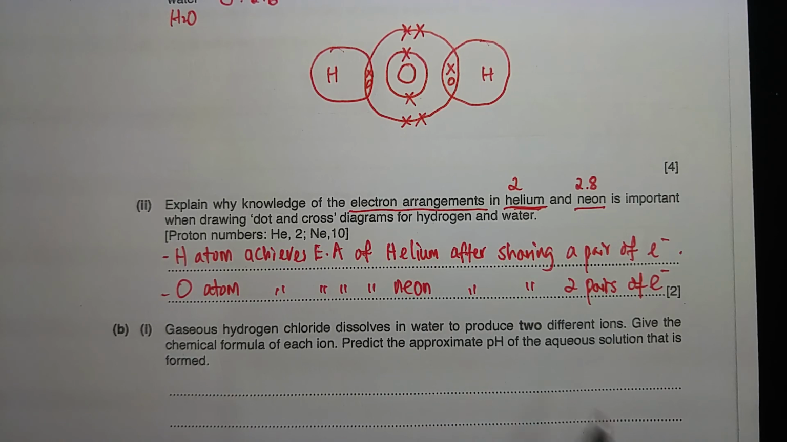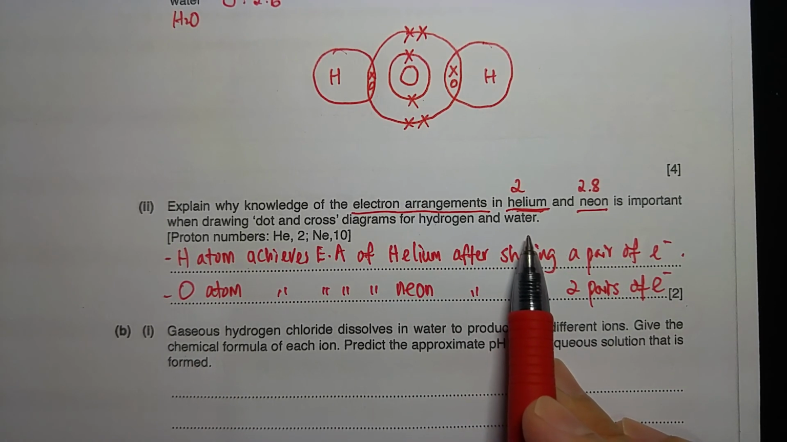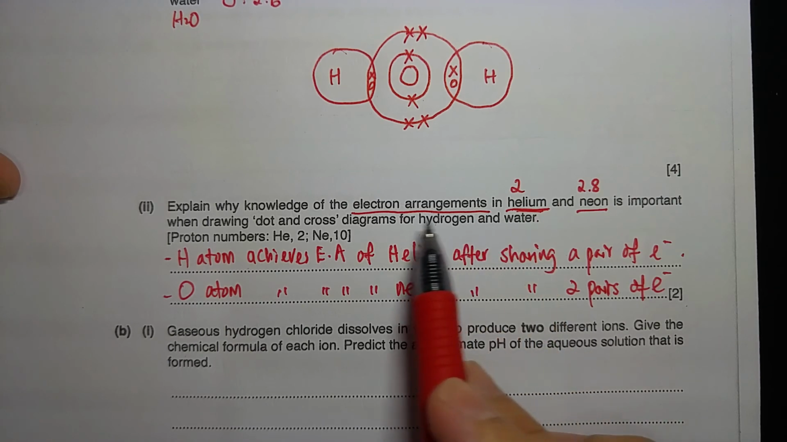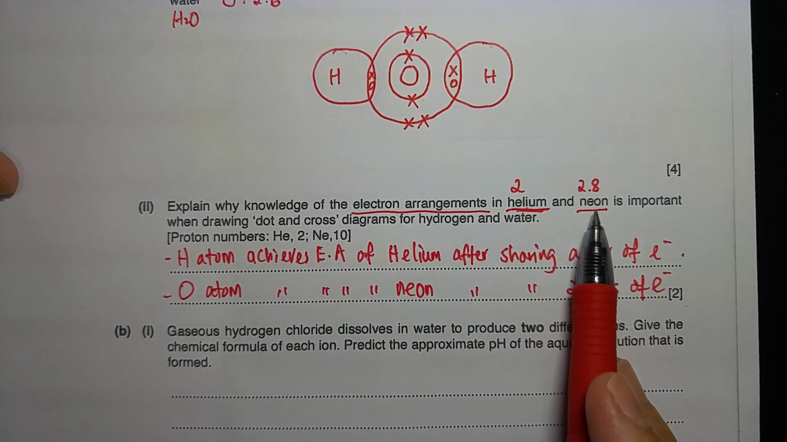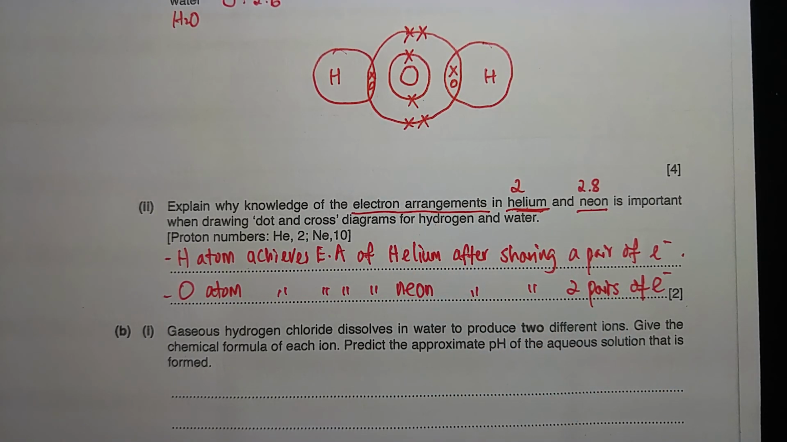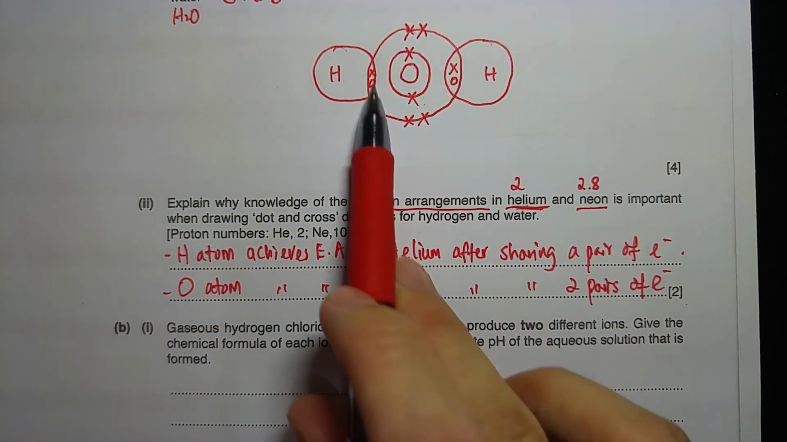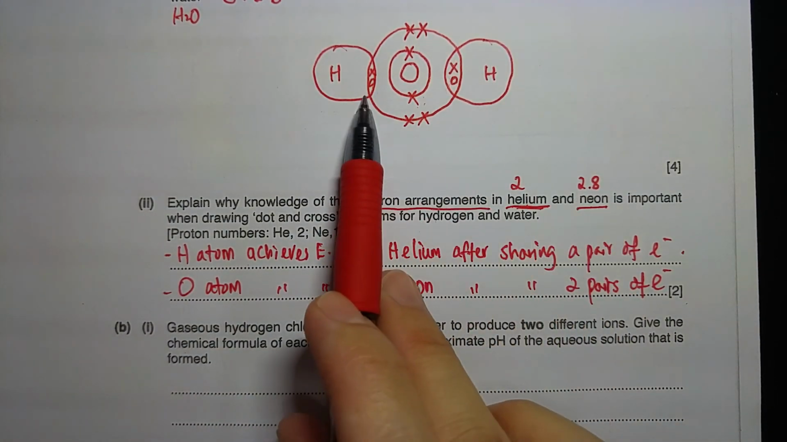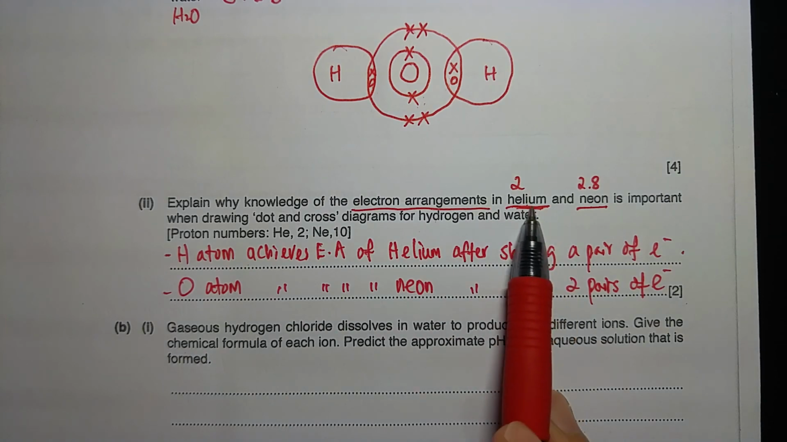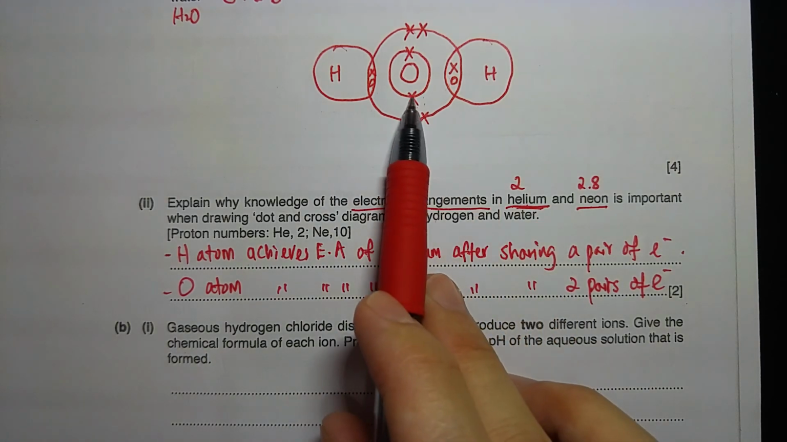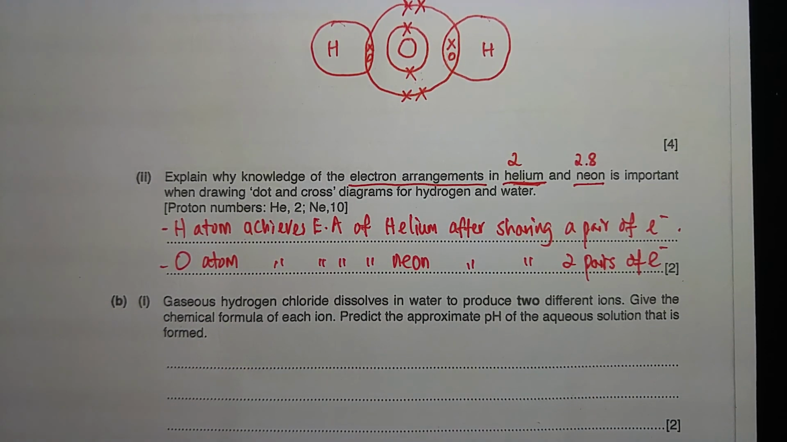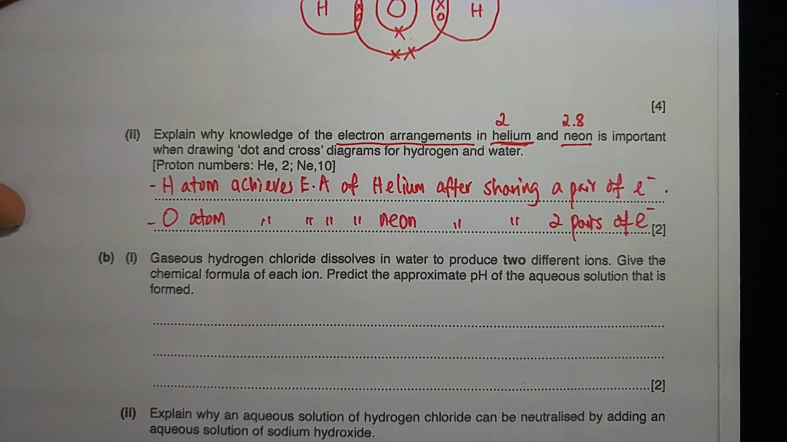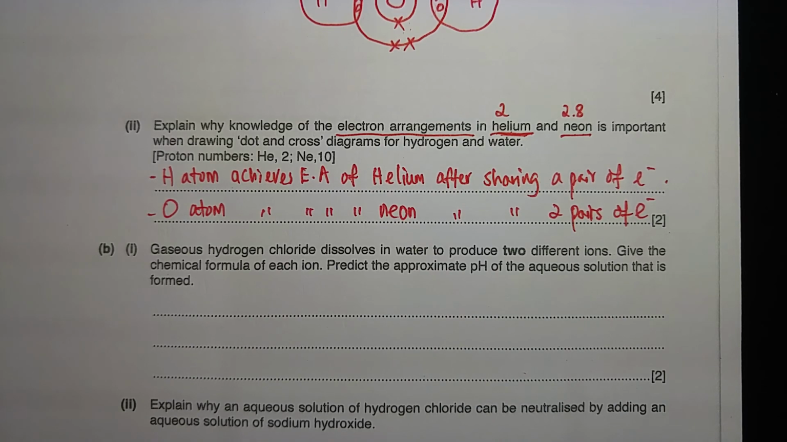Yeah. So this question is trying to get you to relate electron arrangements of helium with hydrogen, and also between neon and oxygen. So after sharing electrons, the hydrogen atom would achieve the electron arrangement of helium, and the oxygen atom would achieve the electron arrangement of neon. So that's basically what the question wants.